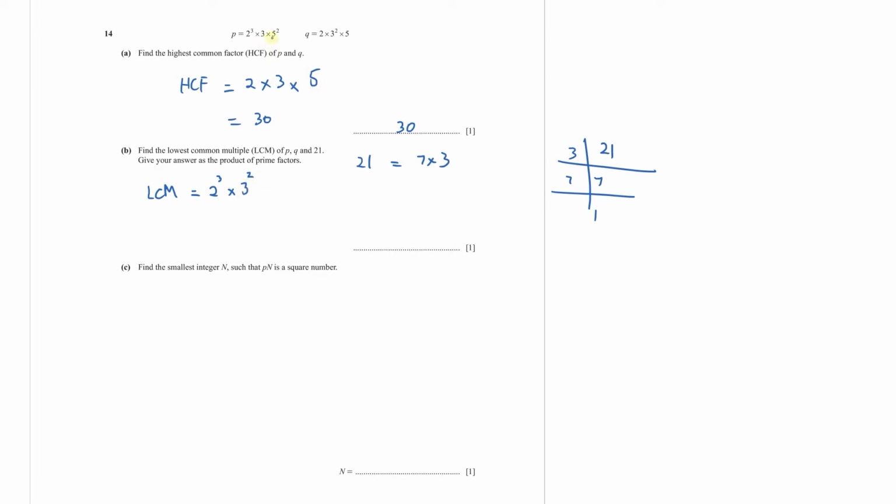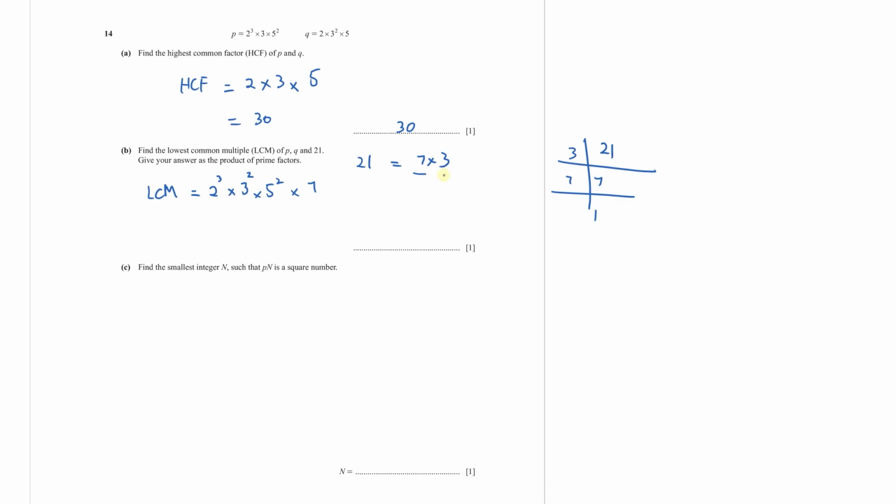And then you have 5. You have 5 squared, 5, and you don't have 5 here. So 5 square is the highest power. So I will take 5 square. And then you also have this 7. 7 is not there. You have 7 power 1 here, but 7 is not a prime factor of P and Q. So you will take this highest power, which is 7 power 1.